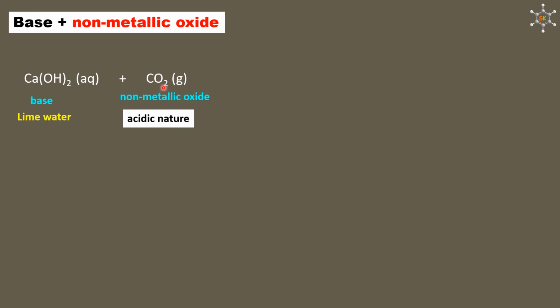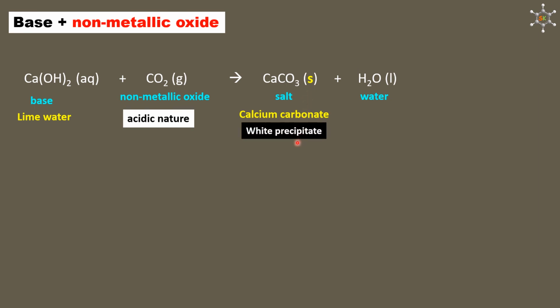When carbon dioxide gas is passed through lime water, it results in the formation of calcium carbonate salt and water. Since calcium carbonate is insoluble in water, it forms a white precipitate. With this, we can generalize the reaction as base reacts with acidic nonmetallic oxide forming salt and water.